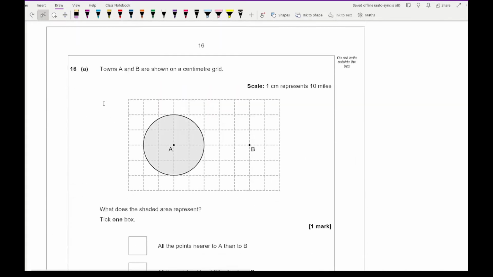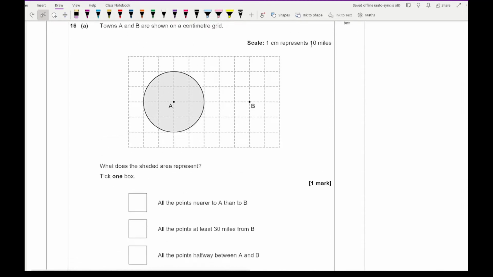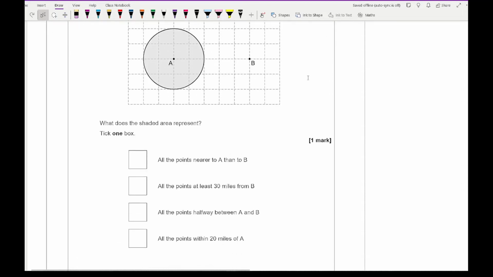For question 16a, it says towns A and B are shown on the centimetre grid. What does the shaded area represent? Well, for this, it's going to be loci. And so if 1 centimetre equals 10 miles, then 2 squares is going to be 20 miles. So it's all the points within 20 miles of A, which is our 4th option.